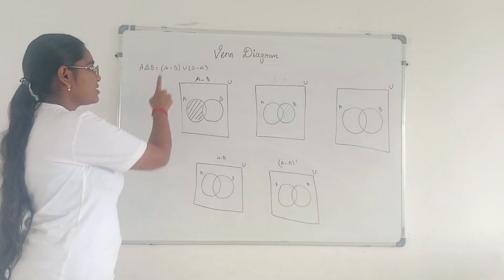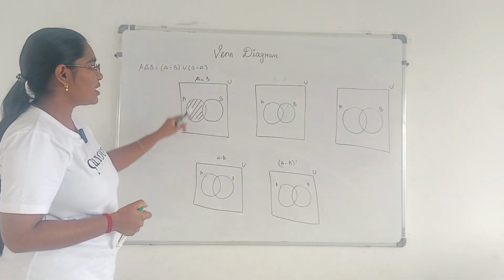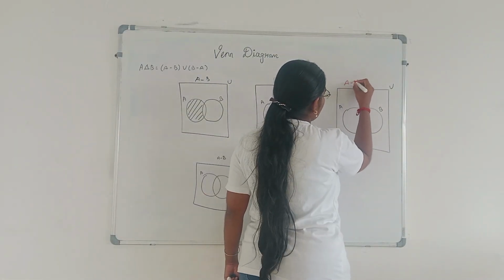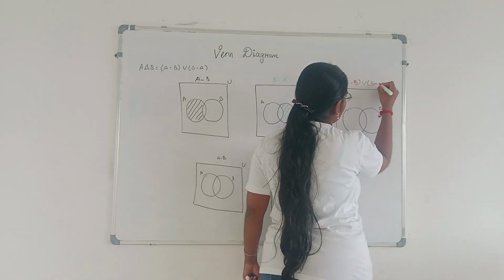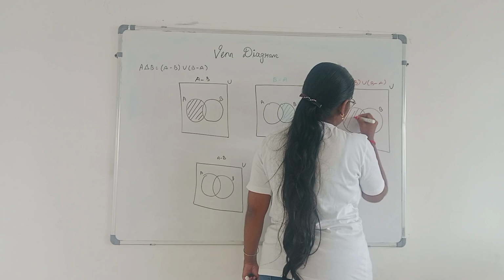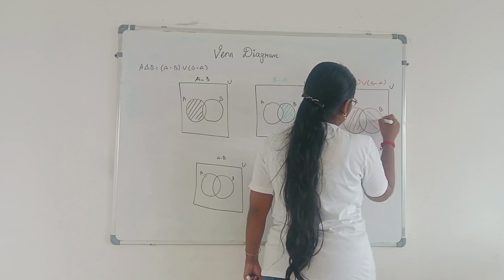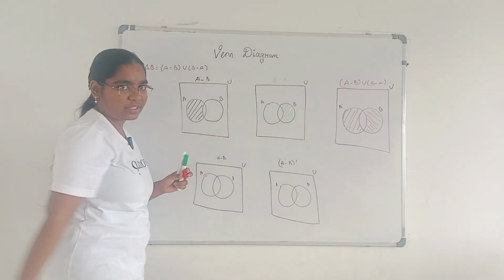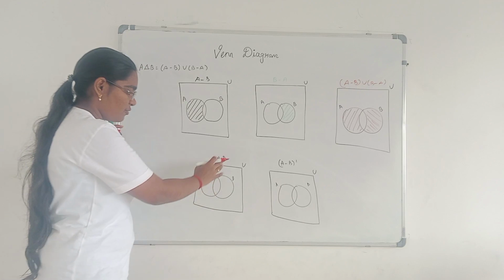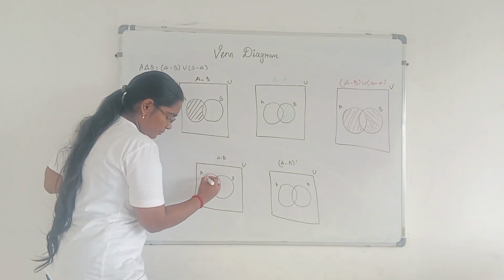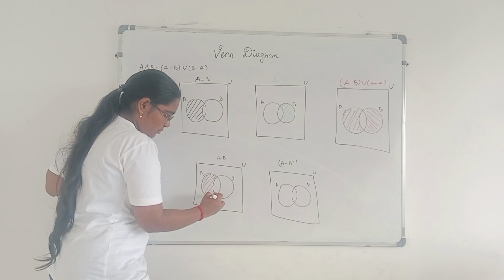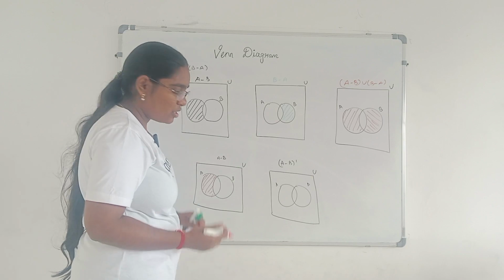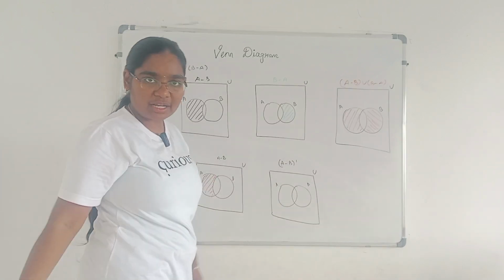Next, A difference B union B difference A. That means union denotes the combination of both of these. A difference B union B difference A is the combination of both of these. Okay. Next, A difference B, your focus here is only on A. Next, the whole dash, that means complement. So except this part, you have to shade all other parts.